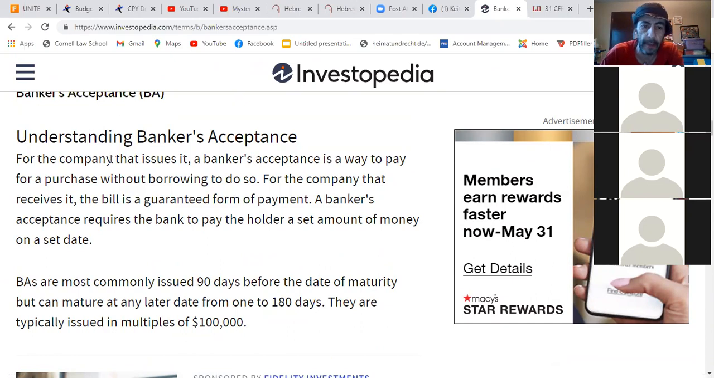The next thing it says, understanding bankers' acceptance for the company that issues it. In other words, if I'm going to issue a banker's acceptance, it's a way to pay for a purchase without borrowing to do so. And like I said, payment is not handing something over. It's getting them to understand the instructions are already made. It's already a transaction that's supposed to be taken care of. It's not a matter of me handing over money. It's a matter of transferring the credits. And they transferred them out, and now they're demanding them back from me. It's not a matter of transferring them out and demanding from me. It's a matter of transferring them out and then balancing the book. That's it. A banker's acceptance requires the bank to pay the holder a set amount of money on a set date.